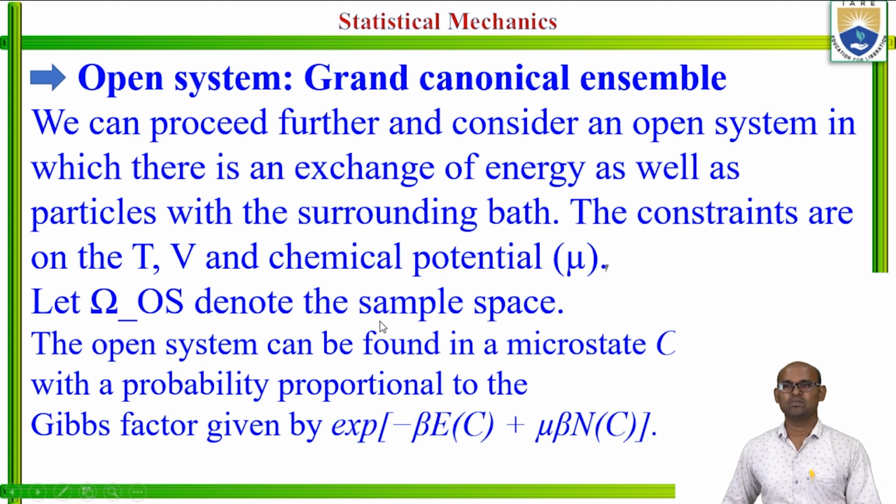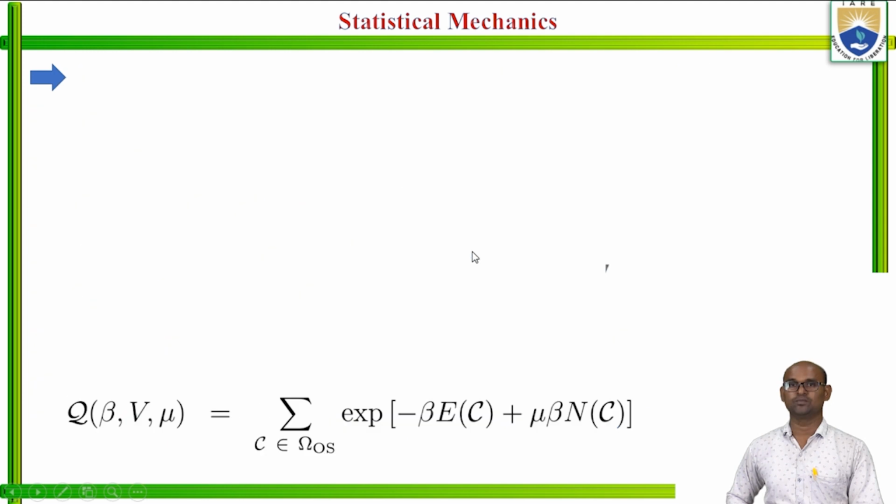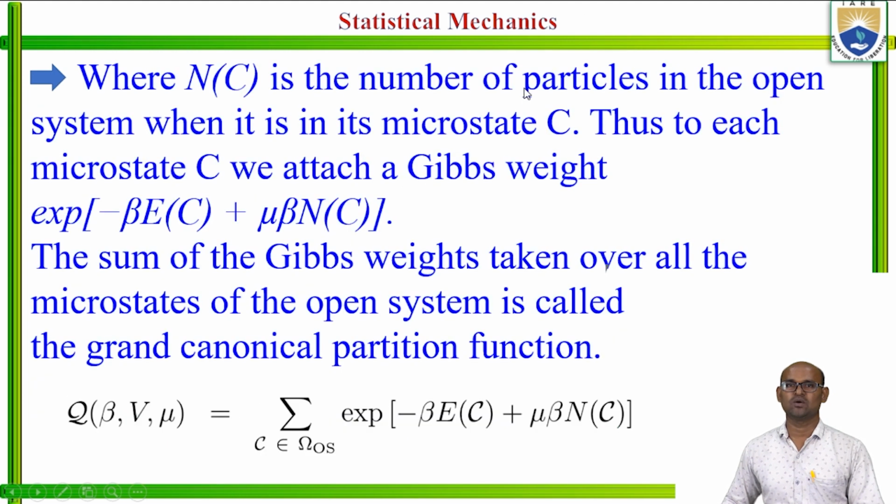So the open system can be found in a microstate C with a probability proportional to this Gibbs factor, given by exponential of minus beta E plus mu beta n, where mu is the chemical potential and n of C is the number of particles in the open system when it is in its microstate C. So here the probability of occurrence of a microstate is proportional to this Gibbs factor, where you have the beta E term and you have the mu beta n term, where n is nothing but the number of particles.